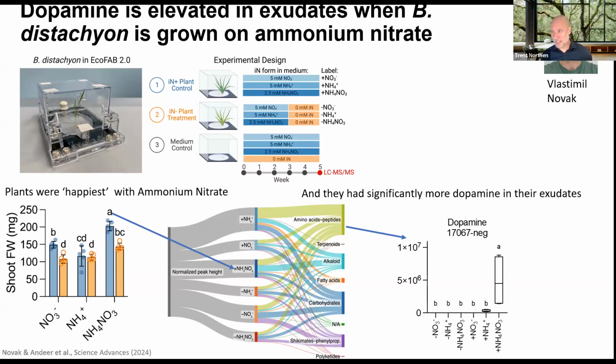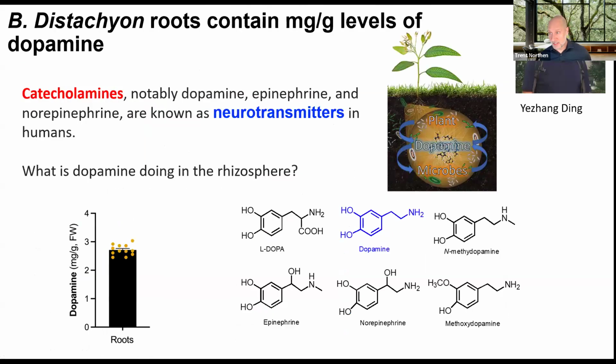And so we thought, wow, this is really neat, dopamine. So we've got serotonin, and this is, of course, another one of these. This is a catecholamine, a class of neurotransmitters. And there are many that you've probably heard of, like epinephrine, adrenaline, norepinephrine, dopamine, L-DOPA. These are all really interesting compounds. And dopamine is very abundant in the roots. So we did a quantitative analysis, and it's almost 3 milligrams per gram of fresh weight. So tons of dopamine in our plant roots.